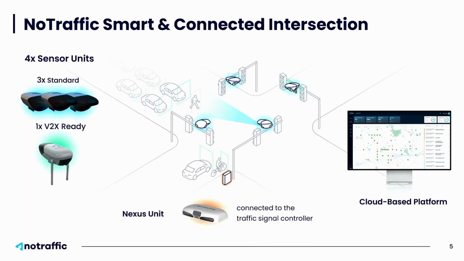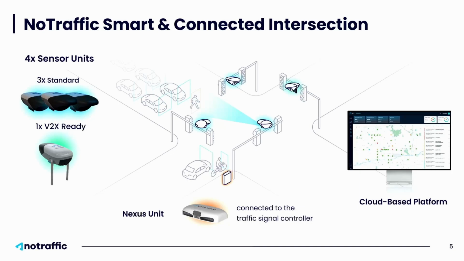This is the layout of our equipment in a signalized intersection. In every signalized intersection, we install 4 sensor units, 3 standard sensor units, and one of them is a V2X. For anyone who doesn't know, V2X is vehicle to everything, a technology that allows communication between vehicles and the infrastructure, in this case, the traffic light.